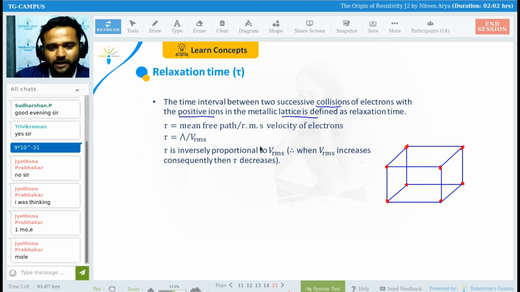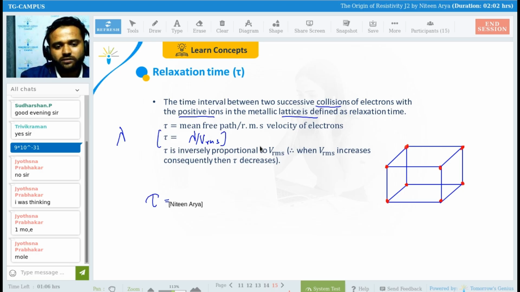So tau is mean free path divided by RMS velocity of electron. This symbol is wrong, you can use this. This is your mean free path. Okay, so just remove this. This is your mean free path divided by VRMS. So tau in general is mean free path over VRMS.